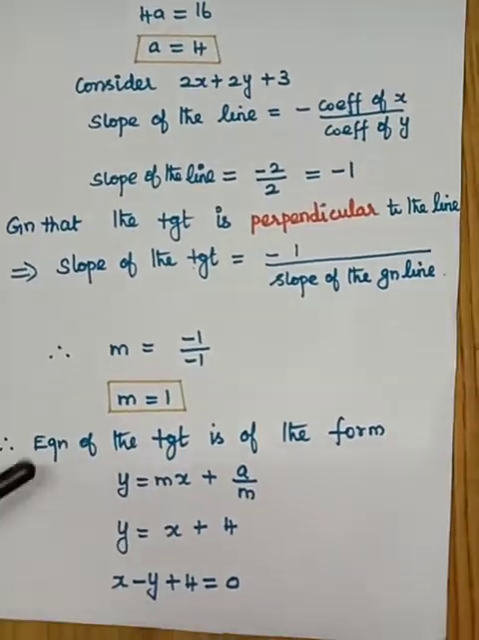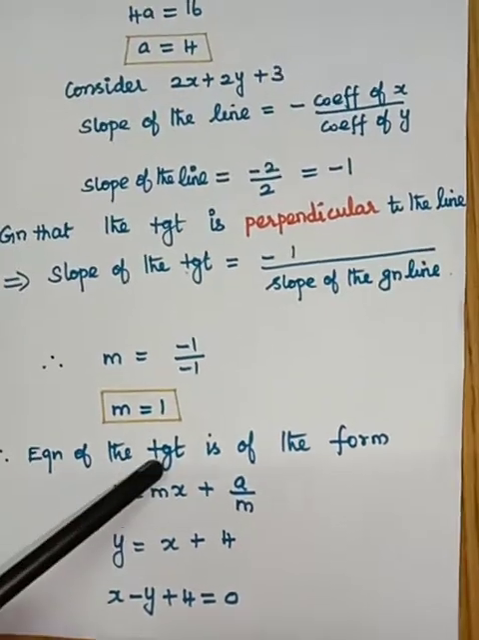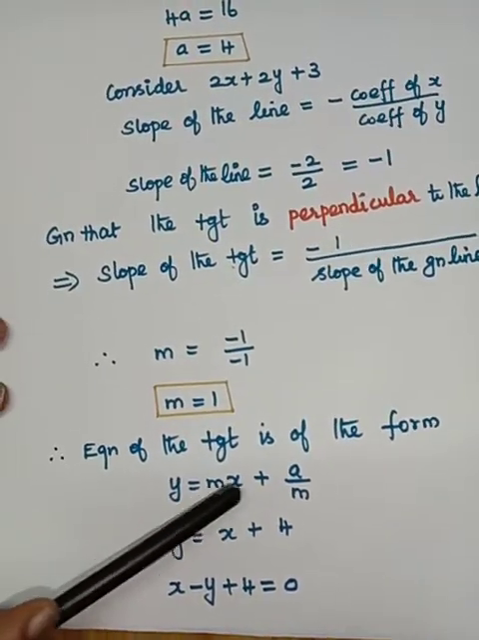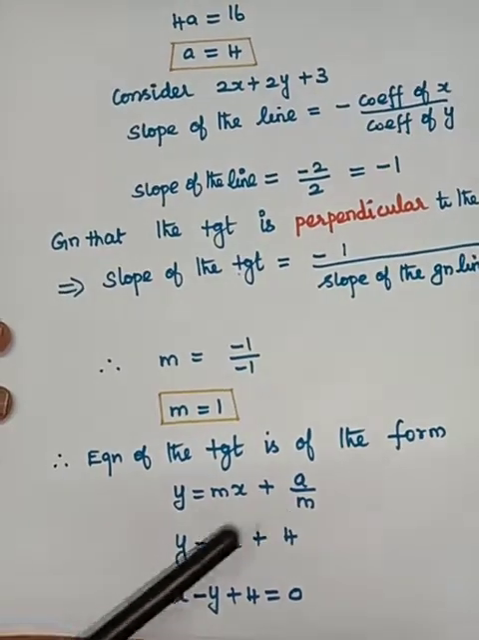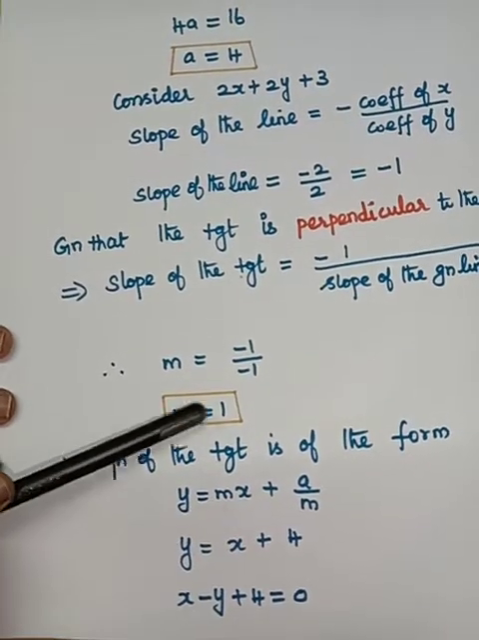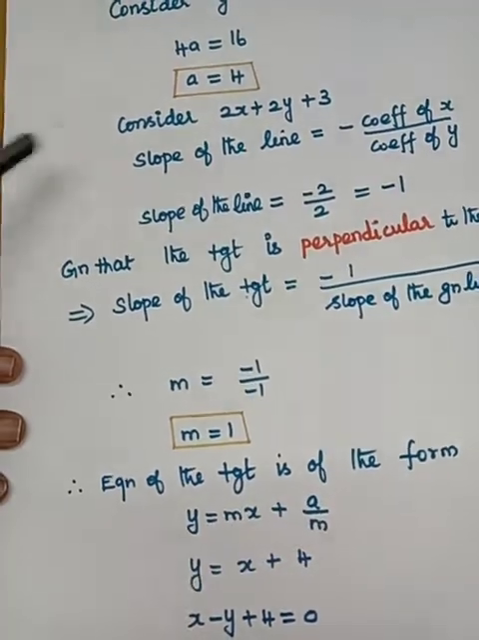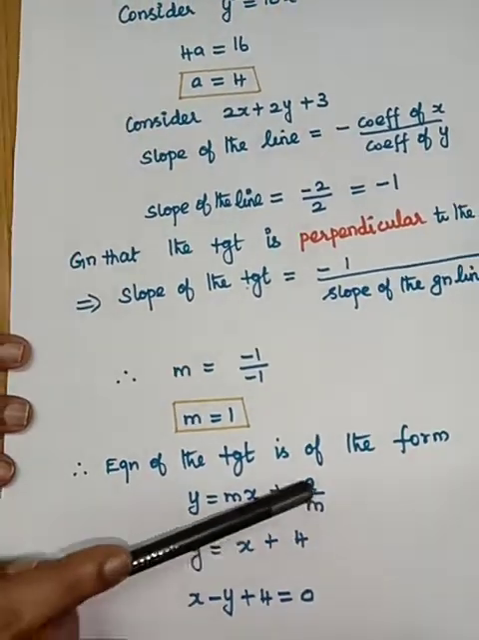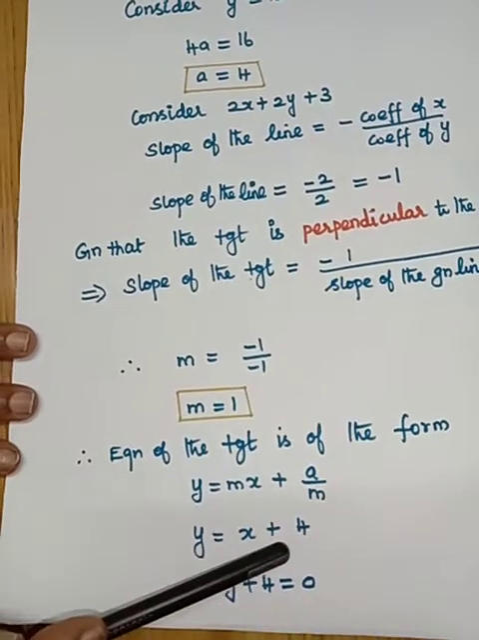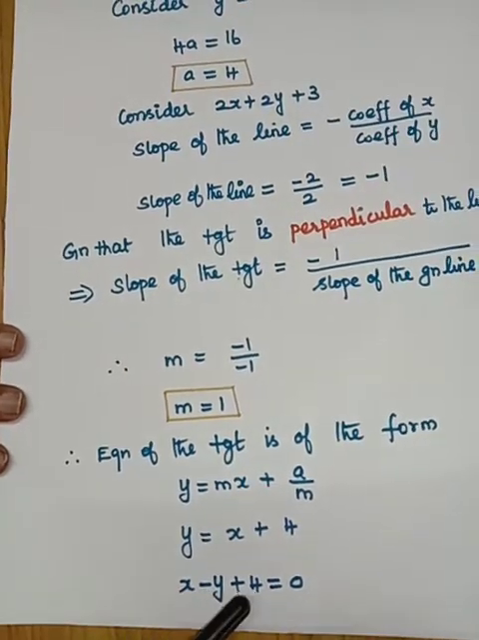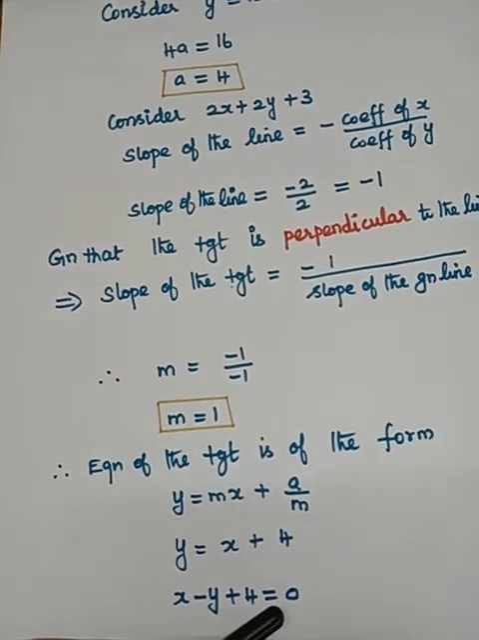So what is the equation of the tangent to the parabola? It is y is equal to mx plus a by m. So in the place of m, you have to substitute 1. So it is x plus, what is a? a is 4 and by 1. So 4 by 1 is 4. So bring this y to the other side. So x minus y plus 4 is equal to 0.